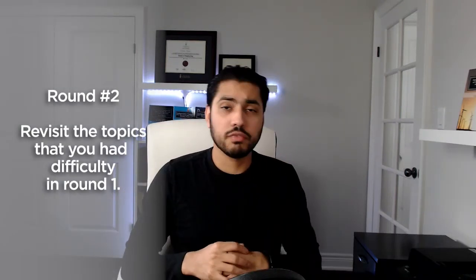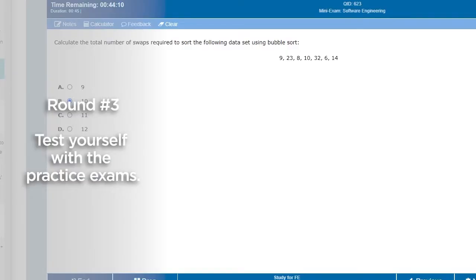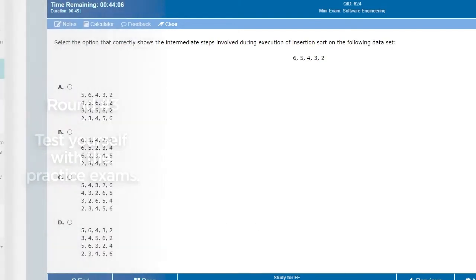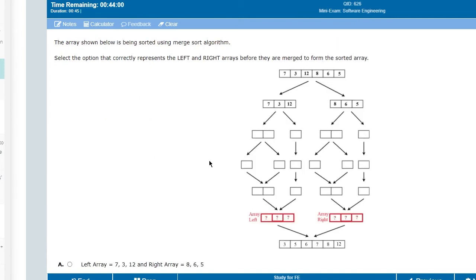Second round of review, the things that you found difficult during the first round of review, you basically noted them and you're revisiting them. Give yourself 2 to 3 weeks to do that. And at the end, the third round of review, you're basically consolidating all of your knowledge and testing yourself through the practice exams. This approach works and it makes sure that you're able to increase your retention and increase your level of understanding.